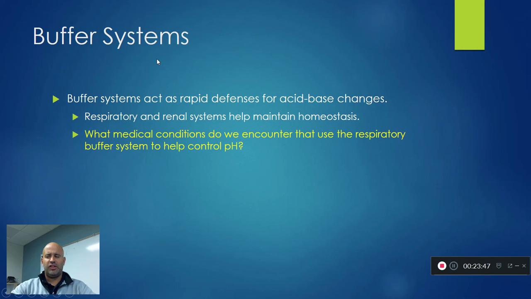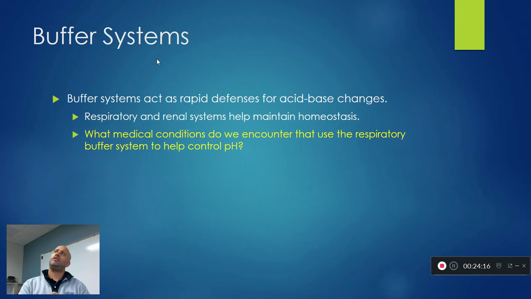All right, so buffer systems. This is your little intro to a buffer system before we really talk about acid-base balance. But your respiratory system is your primary buffer system for acid-base imbalances. The reason being, it's very quick. So if I can breathe off CO2 fast, my pH will go up. If I retain CO2, my pH will go down. Where do we see this? I'll show you in just a second.